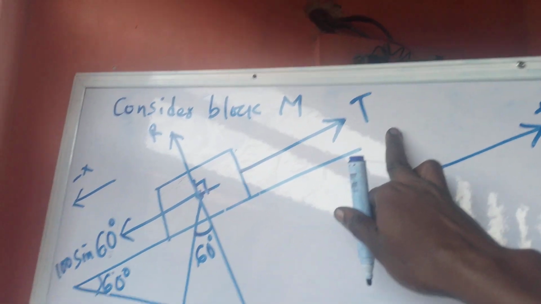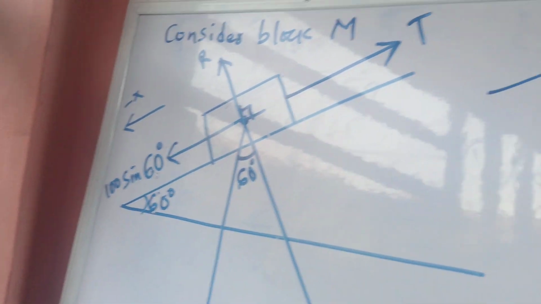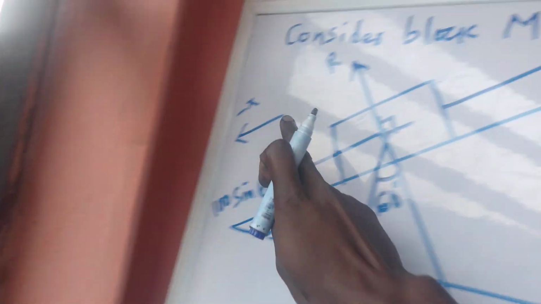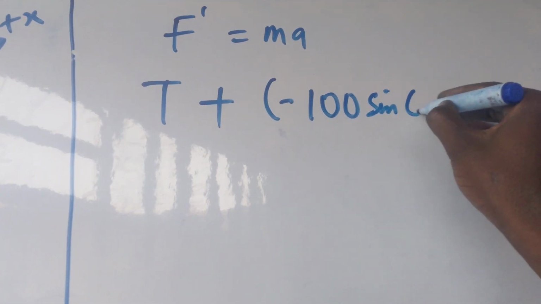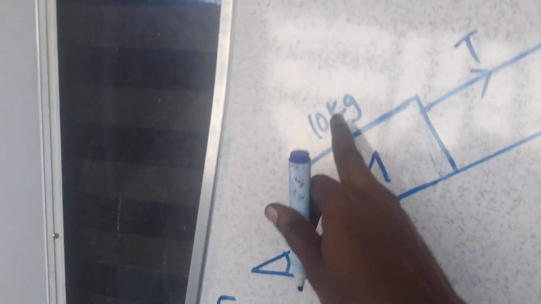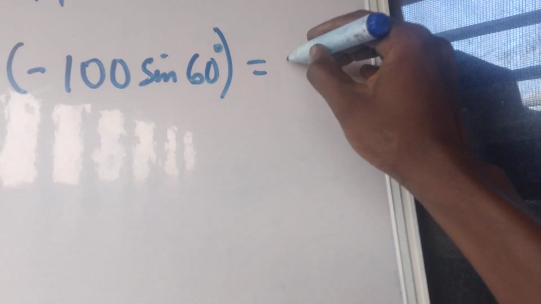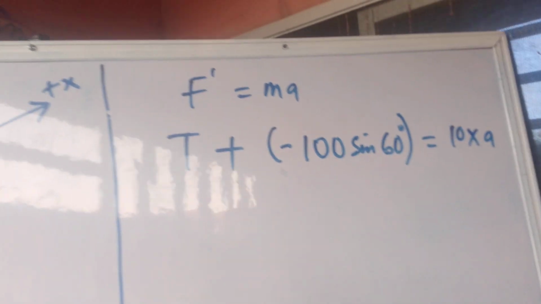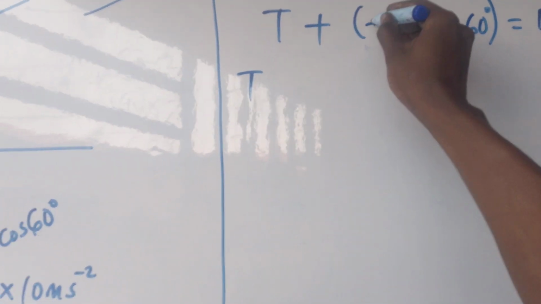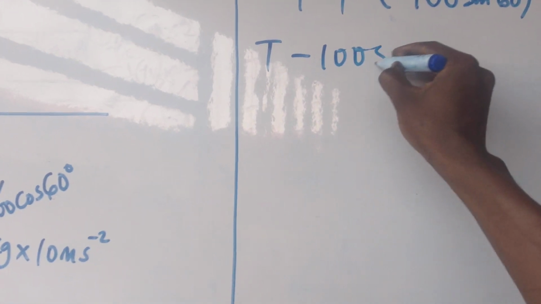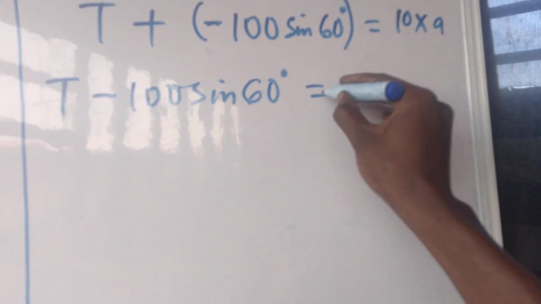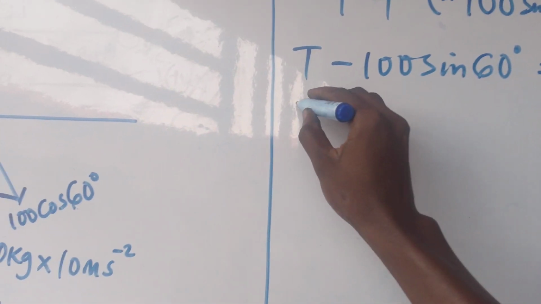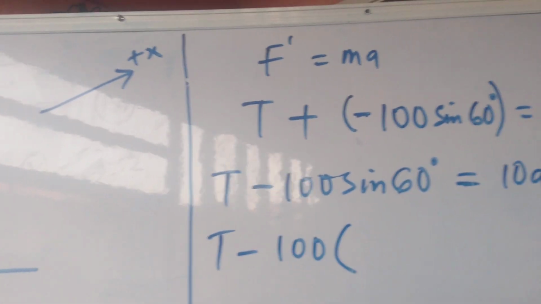So the tension force is positive, and this one coming downwards like this is 100 sine 60, which is negative. That's the sign convention. That'll be minus 100 sine 60 degrees, because the mass of this block is 10 kg. That'll be 10 times A. So this now is T minus 100 sine 60 degrees equals 10A. Okay, sine 60 is 0.866.